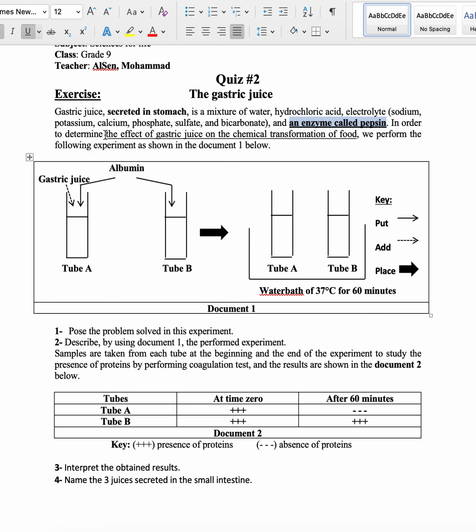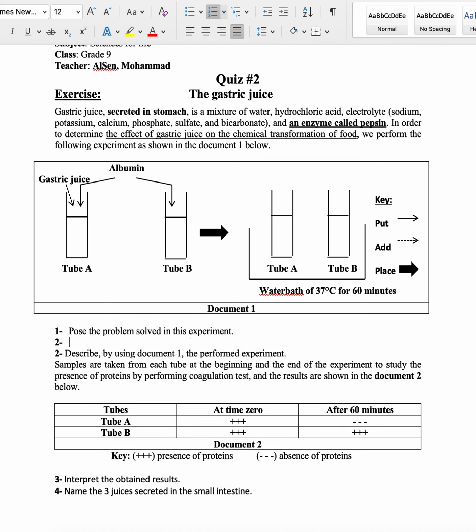So here you can take the aim of this exercise from the introduction. The aim of this exercise, or the objective of this exercise, is to determine the effect of gastric juice on the chemical transformation of food. So the problem, if I want to take it, is: what is the effect of gastric juice on the chemical transformation of food?